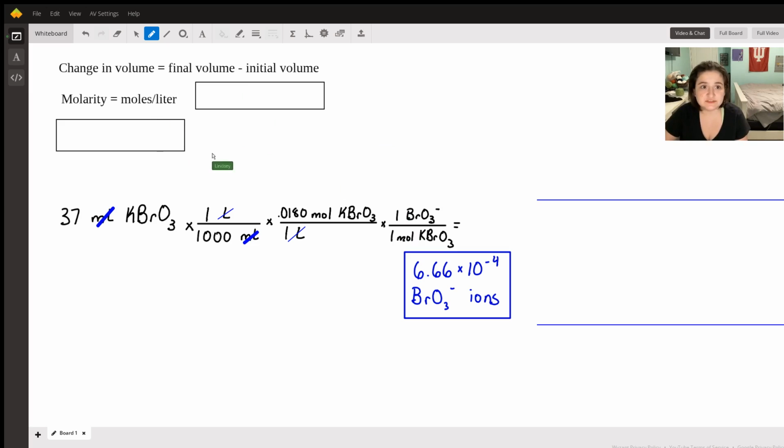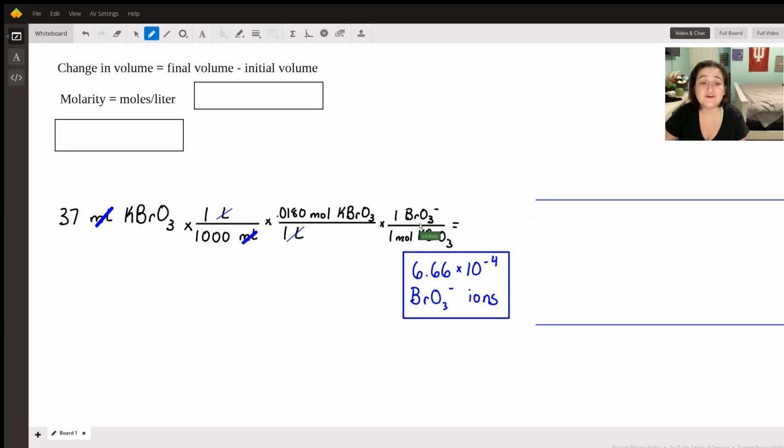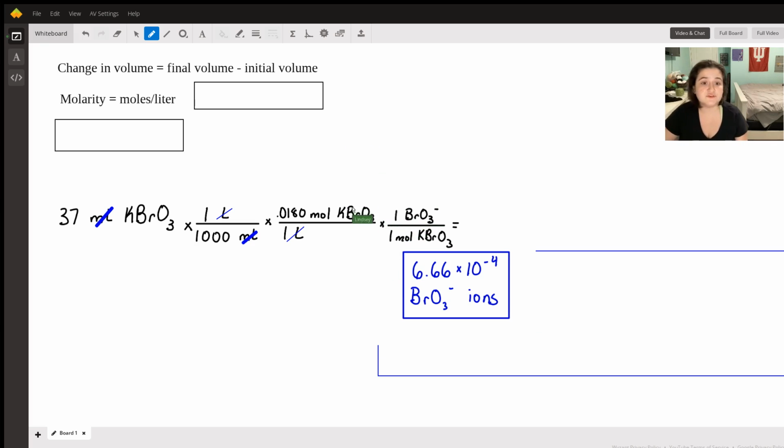Next thing for us to do is to find out how many bromate ions are in each mole of potassium bromate. So next, there is 1 mole of bromate ions in each mole of potassium bromate.